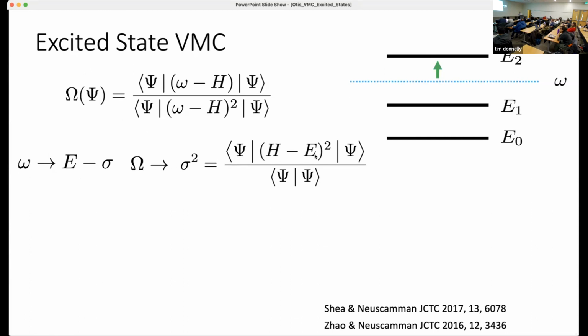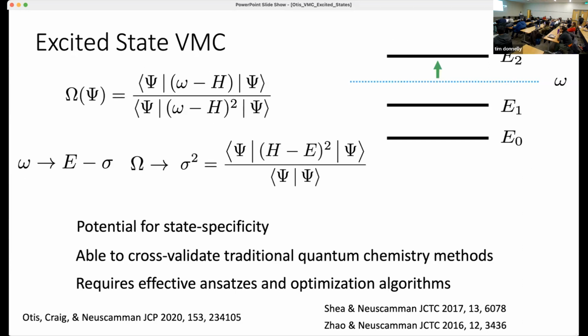The variance, of course, has a minimum of 0 for any exact eigenstate, but doing it in this manner allows you to have a state-specific treatment tailored to your state of interest. I'll show examples of how this approach within VMC is pretty useful for cross-validating more traditional quantum chemistry approaches for excited states. But it is something that needs effective wave function ansatzes and also good optimization algorithms for minimizing this objective function.